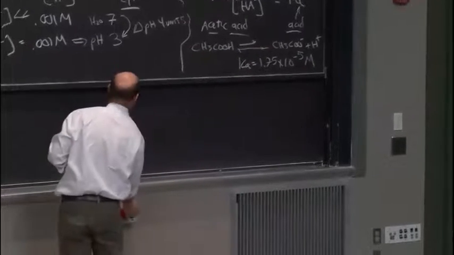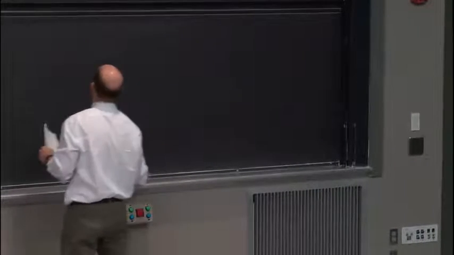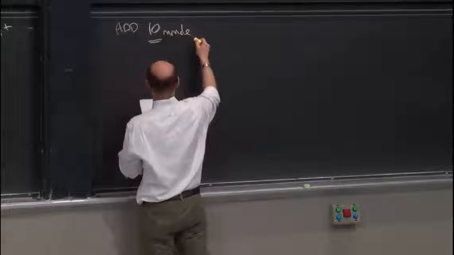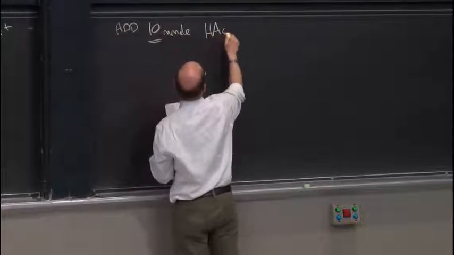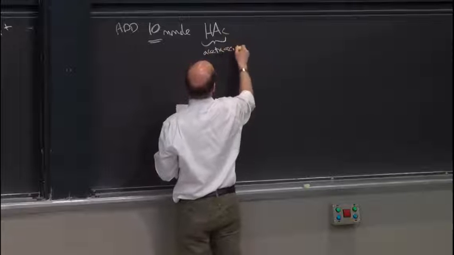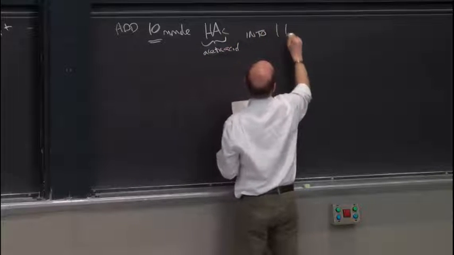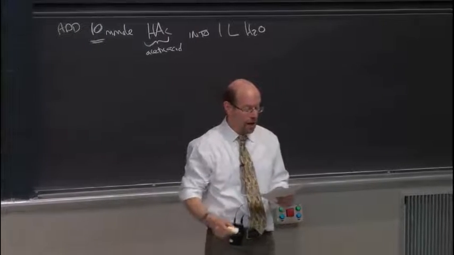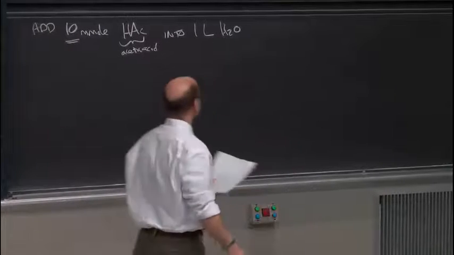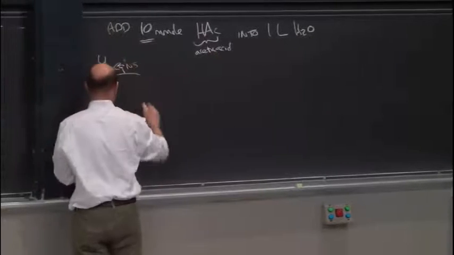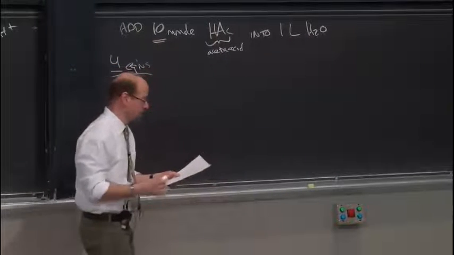So the experiment that I now want to do is I want to add 10 millimoles of acetic acid, which I'm going to abbreviate like this, HAc. That's acetic acid. Into 1 liter final volume of H2O. And I want to ask, what's the final pH? Now to do this, I need 4 equations. Okay? Because I can't assume complete dissociation.